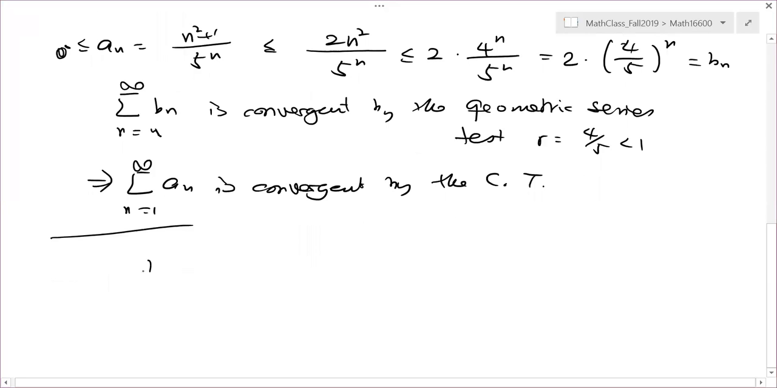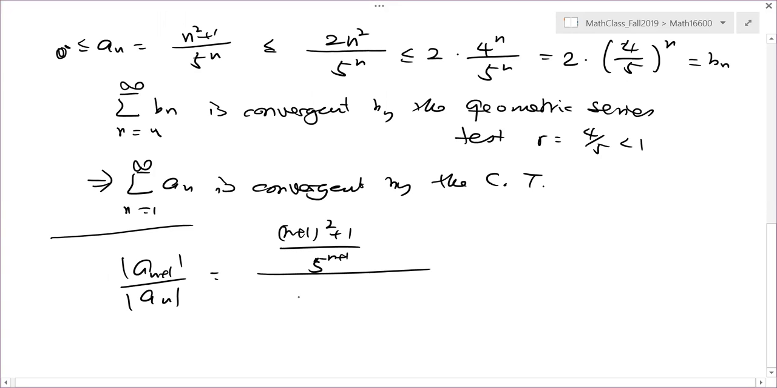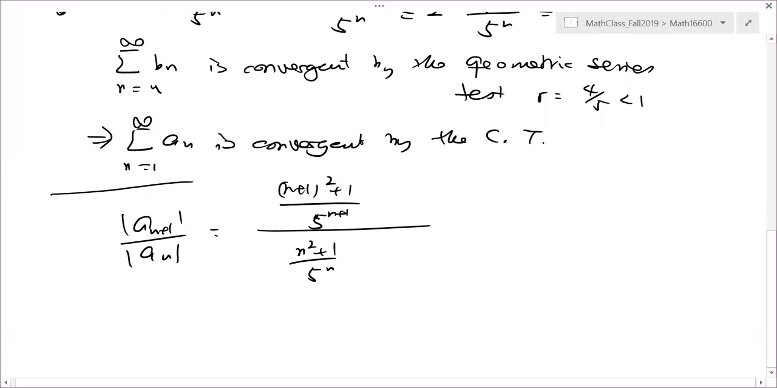So let's try to use the ratio test. Then what do you get? It's (n plus 1) squared plus 1, times 5 to the n plus 1, over n squared plus 1 times 5 to the n. You just turn the denominator upside down. I know there are still some students who make mistakes in simplifying this ratio. So the 5 and 5 should be together.